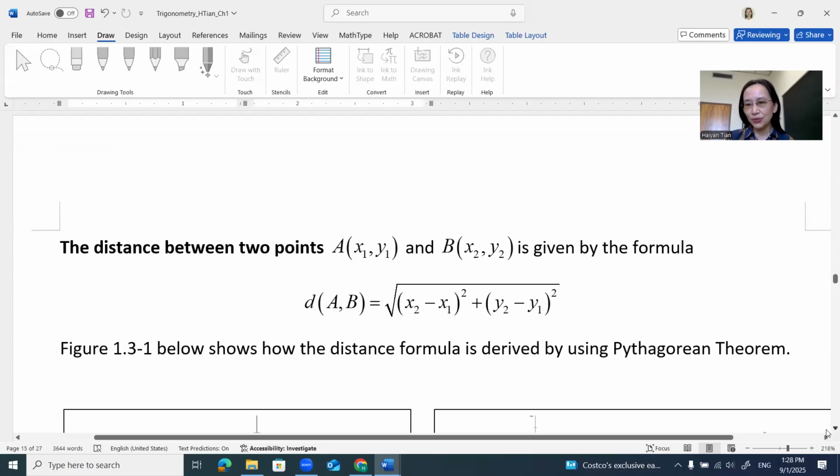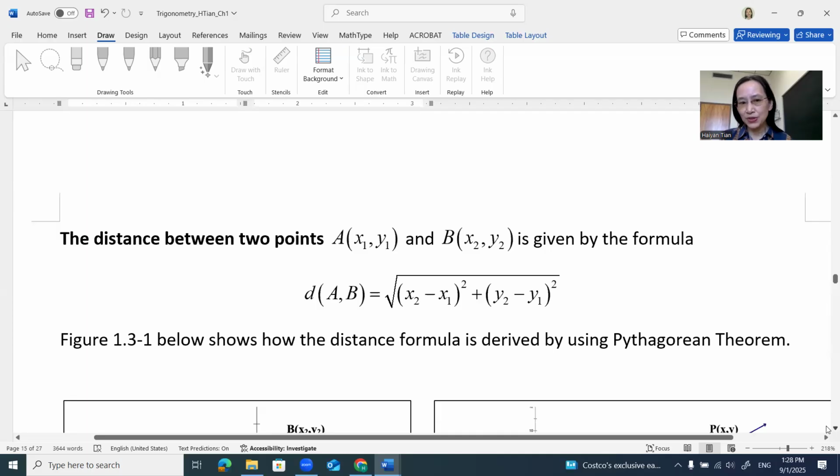Actually, before we start defining the 6 trigonometric functions, we need to see in a right triangle, can we get the length of each side of the right triangle? So this formula is very useful because it is a 2-point formula: for any 2 points, you can calculate the distance between them. So this is the distance formula.